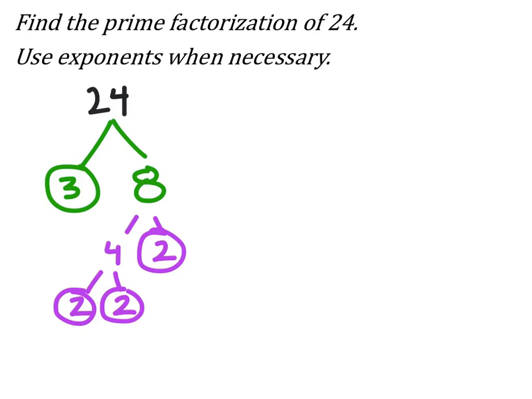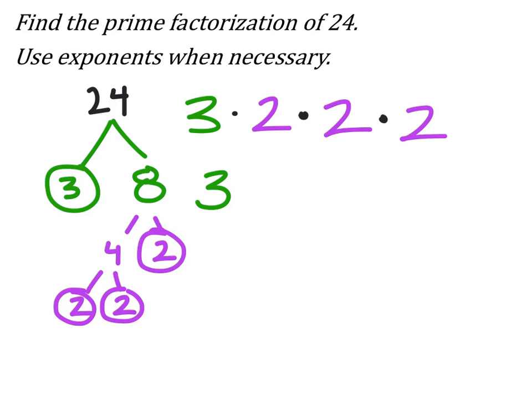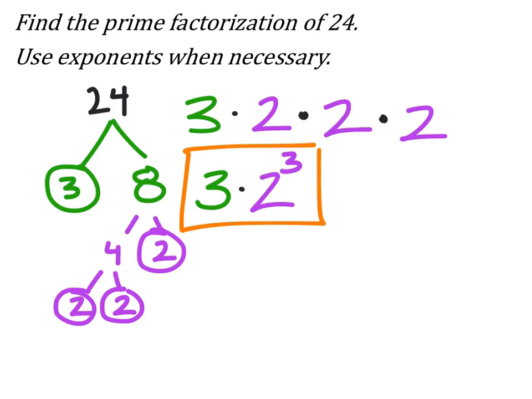So I have the 3. I'm just looking at all my circled numbers. I've got a 3, and then I've got a 2, a 2, and a 2, and all these are being multiplied together. Now, this wouldn't be considered fully simplified until we use exponents to simplify. I've only got one of the 3, so I don't need to use an exponent for it. But the 2's I do need to use an exponent for. So it's a base 2 with an exponent of 3, because it's three 2's multiplied together. And when I combine these, I should get 24.